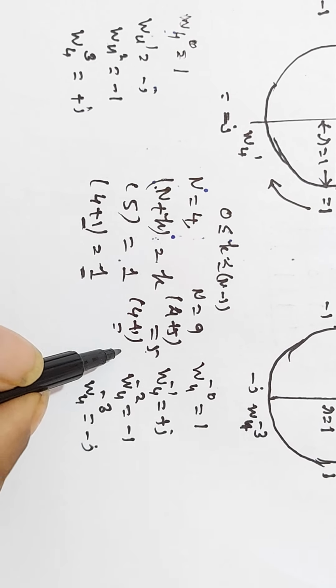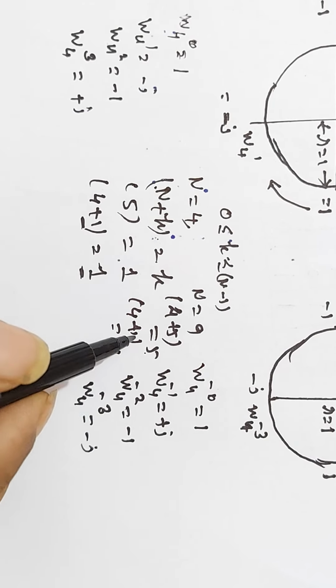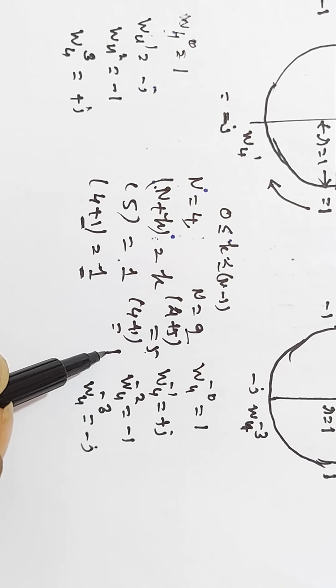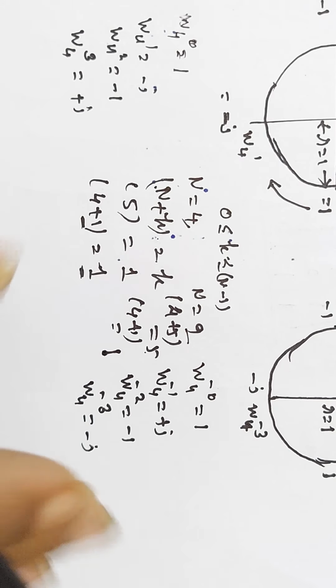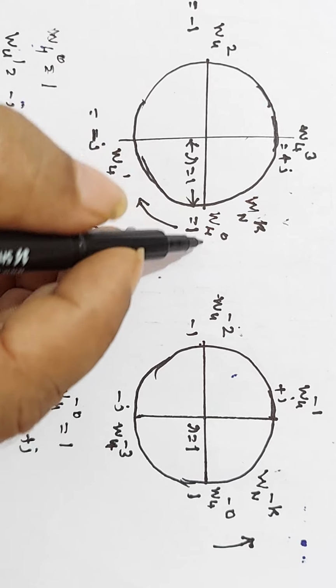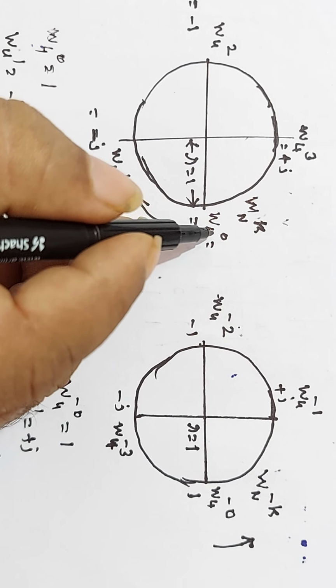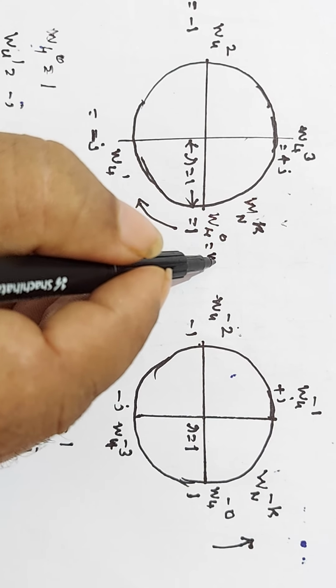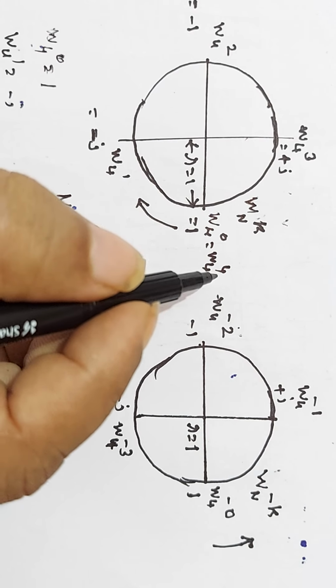So 4 plus 1 is 1. N plus k is k, like that. Therefore, the ninth sample is also equal to the first sample. In this way, since it is periodic, we can represent it like this. W40 is also equal to 0, 1, 2, 3, again 4. It is also equal to W44.